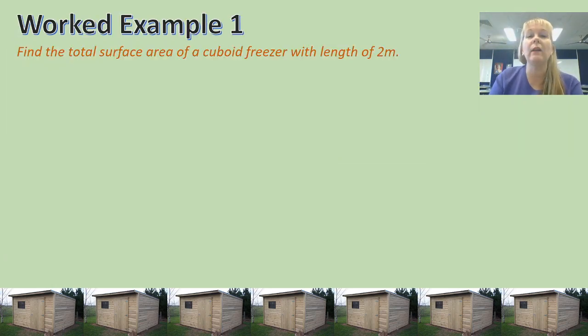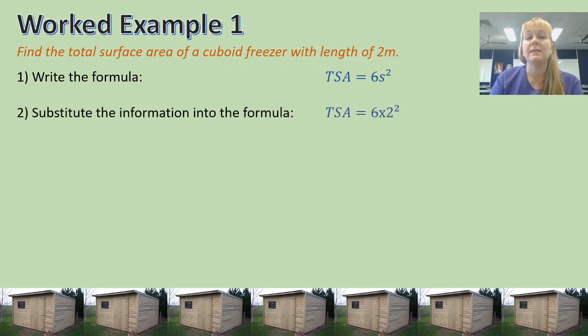In worked example 1, I need to find the total surface area of a cuboid freezer with a length of 2 meters. So I know it's going to be a cube, so I'm going to write my formula. Total surface area is 6s squared. I'm going to substitute the information in the question into the formula. Well, s, being the side length, is 2. So 6 times 2 squared. I can simplify this. 2 squared is 4, and then 6 times 4 is 24 meters squared.